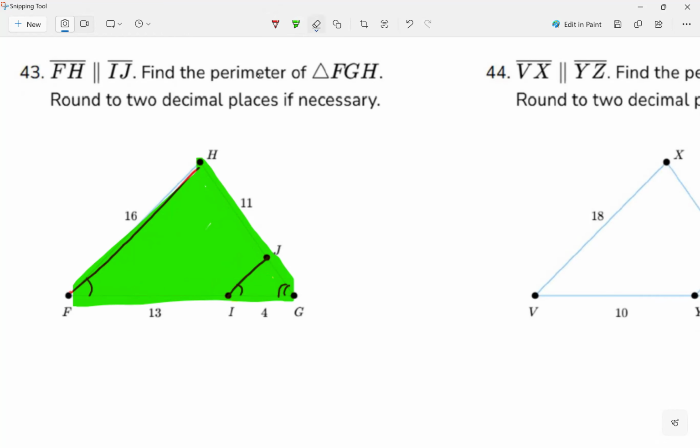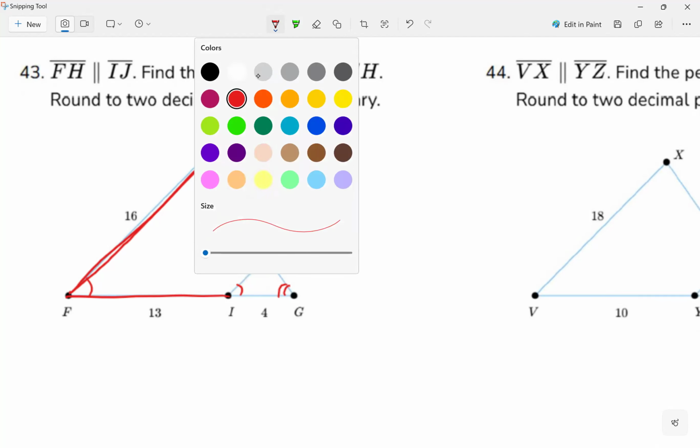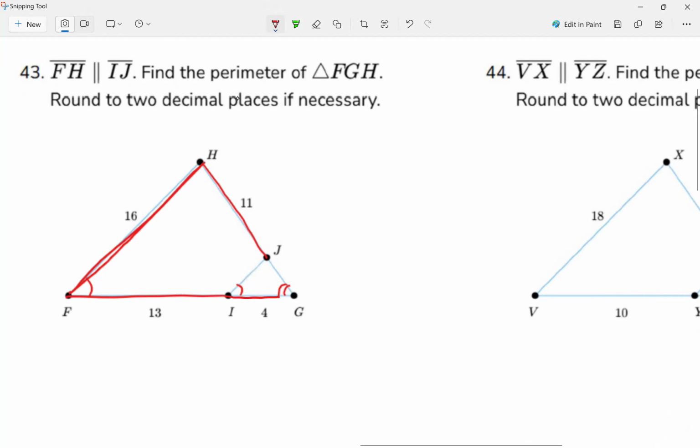But look, part of the triangle is 16, part of the triangle is 11, part of the triangle here I see 13, part of the triangle is 4, but we don't know this part. So because of that little part, right now I don't know it, so let me call it X. I'm going to use similarity to be able to solve for it.